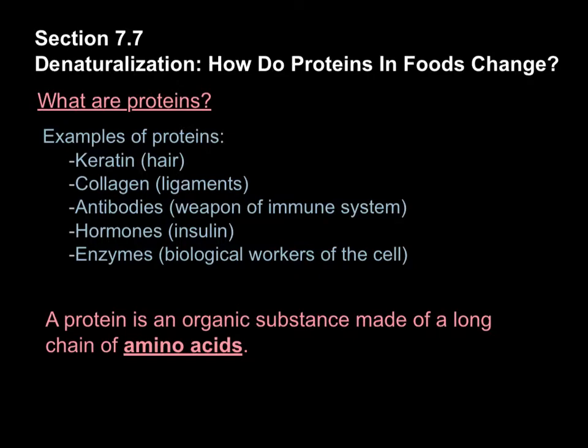We might have heard of common examples such as keratin, which is what our hair is made of, collagen, which is what our ligaments are made of, antibodies, which are weapons of our immune system, and hormones such as insulin or many other hormones that we've heard of, which regulate a lot of different processes in our body, and enzymes, which regulate our digestive system or many biological processes in our bodies as well. These are examples of proteins. So what a protein actually is by definition is down here. A protein is an organic substance made of a long chain of amino acids.